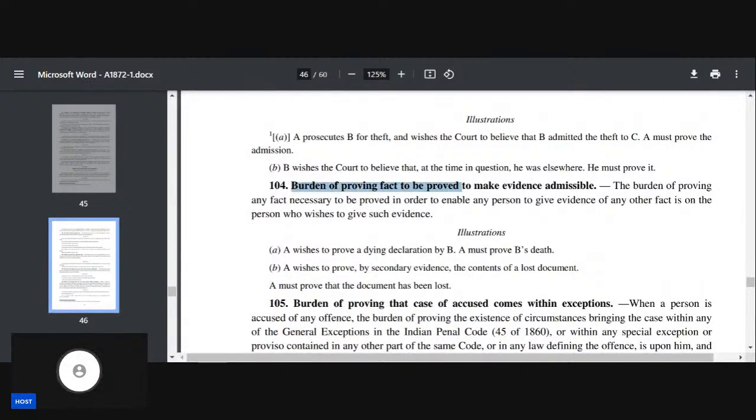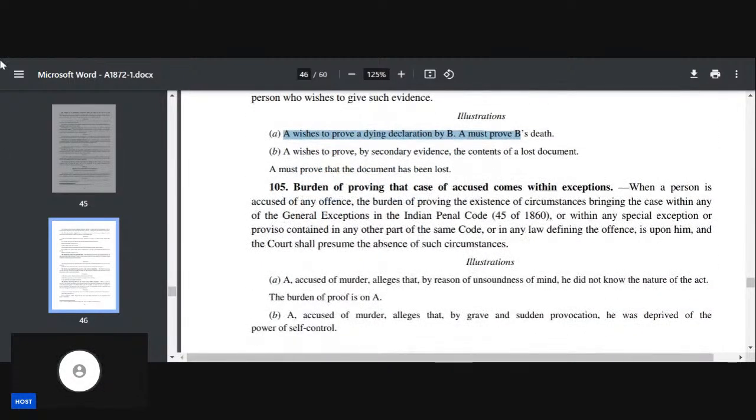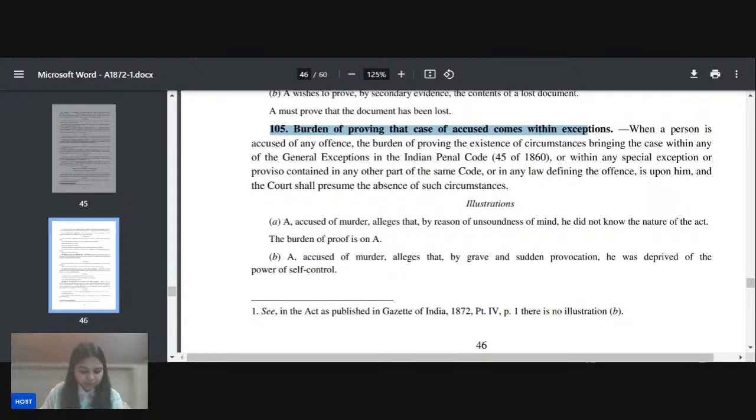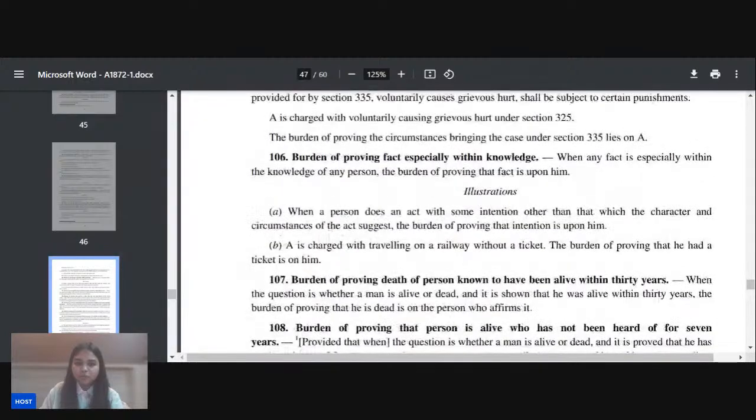Section 104 is the burden of proving a fact to be proved to make evidence admissible. Like, if A wishes to prove a dying declaration by B, then A only has to prove the death of B. 105 talks about the burden of proving the case where the accused is coming within some exception given under IPC. If the accused wants to take the plea that he is coming under the general exceptions of IPC or within any special exception or proviso, then the burden of proof will be on him only, right? The burden of proof will be on him.